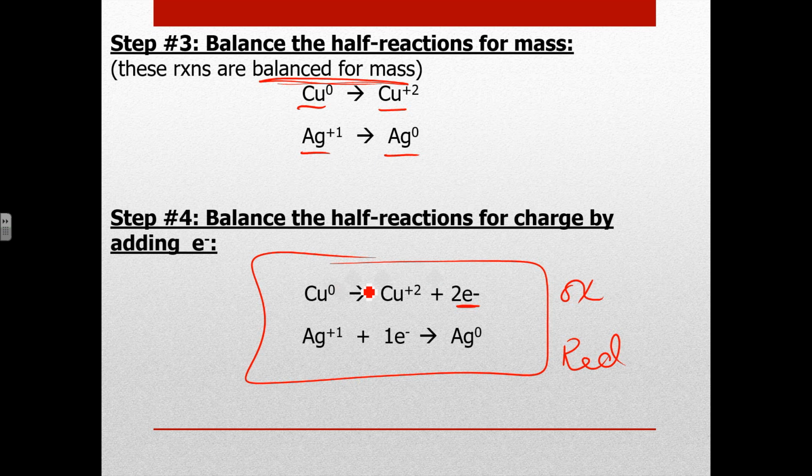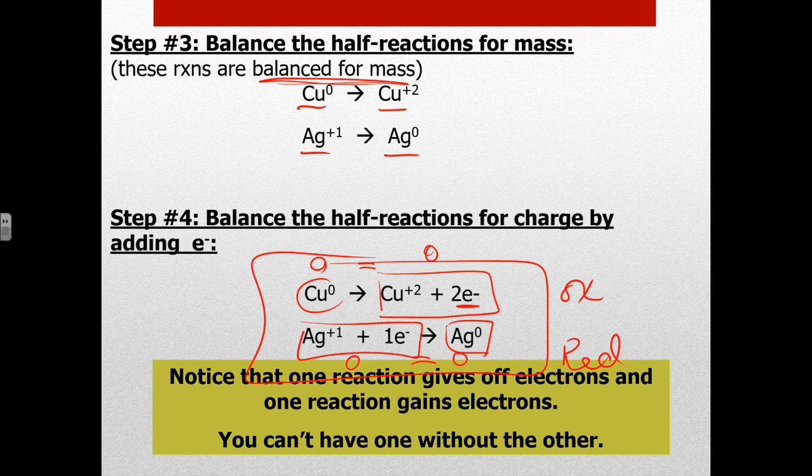Now, the other thing that you should notice is not only am I balanced for mass, but I'm balanced for charge. The reason being, if I add up this side, I do get a 0 charge, and on this side, I get a 0 charge also. So I have an equal charge on both sides. It's not always 0, but it should be equal. Here in both of these, you do happen to have 0 on both sides, and I'm balanced for mass and charge because of that.